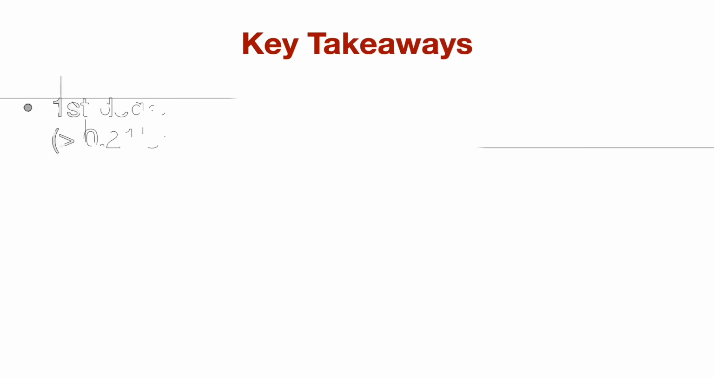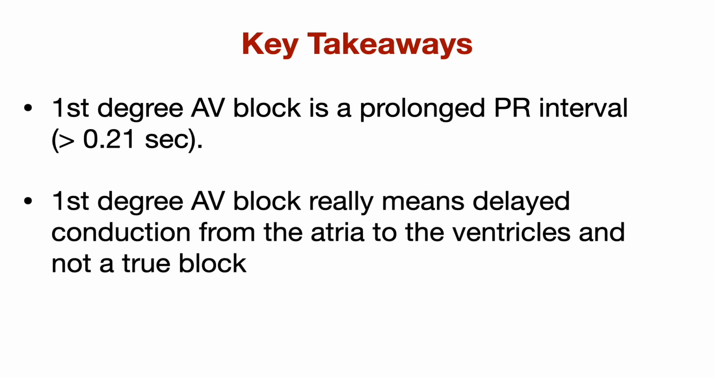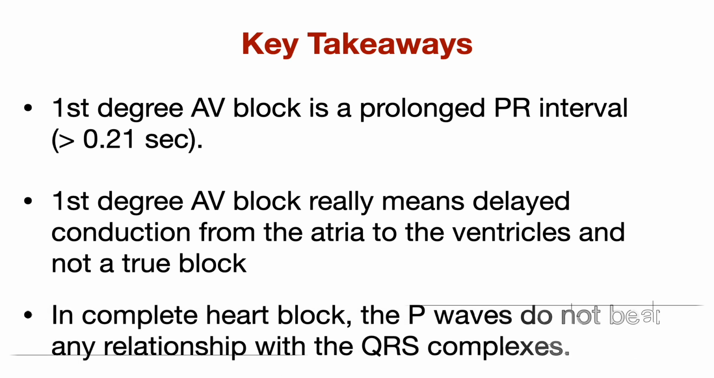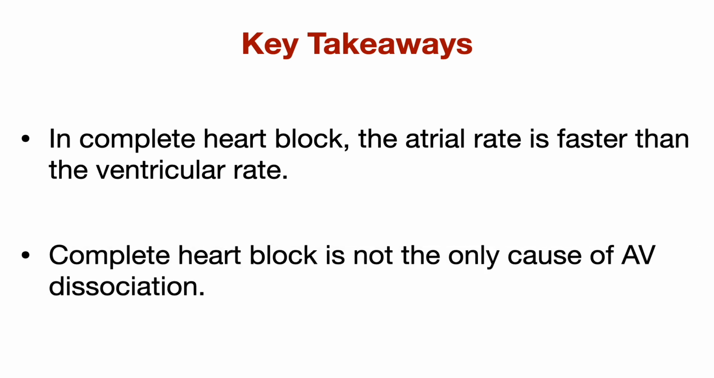1. First-degree AV block is a prolonged PR interval greater than 0.21 seconds. 2. First-degree AV block really means delayed conduction from the atria to the ventricles and not a true block. 3. In complete heart block, the P waves do not bear any relationship with the QRS complexes. 4. In complete heart block, the atrial rate is faster than the ventricular rate. And 5. Complete heart block is not the only cause of AV dissociation.